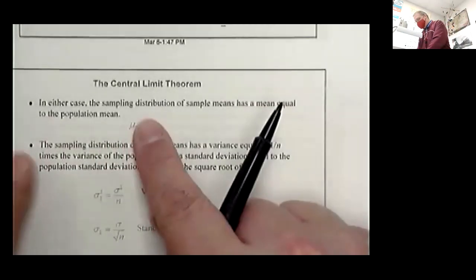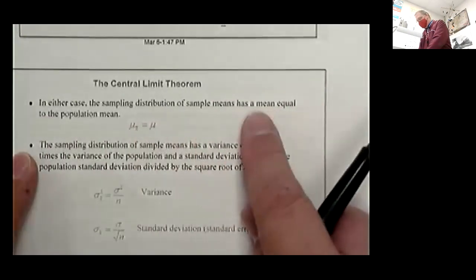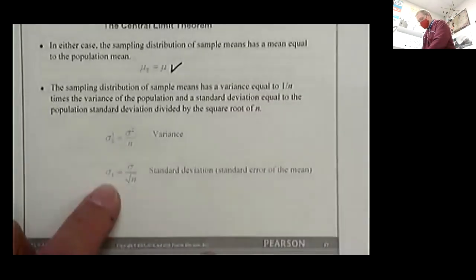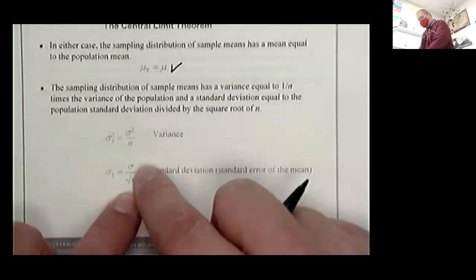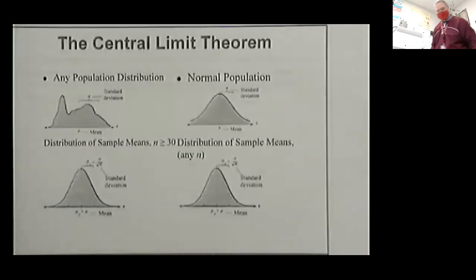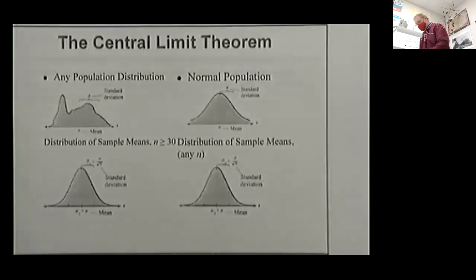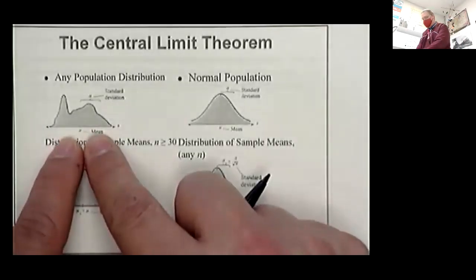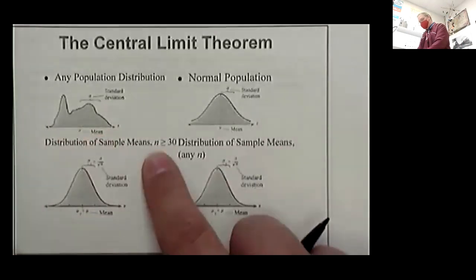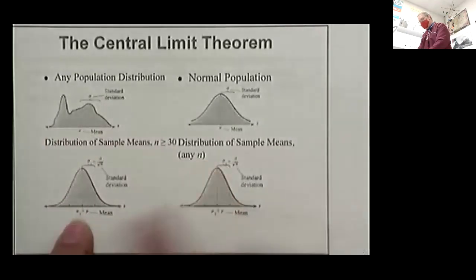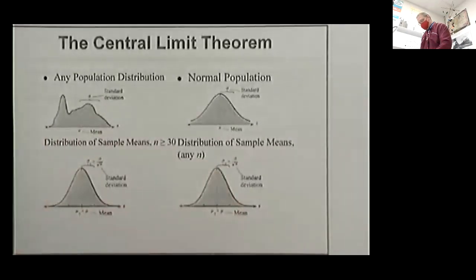In either case, the sampling distribution of the sample mean has a mean equal to the population mean. We've already verified that. And we found our sigma for our sample mean is our population standard deviation divided by square root of n. So we've already verified that. And again, this just reinforces the idea. We can take an ugly distribution, one that's not normally distributed, as long as n is greater than or equal to 30, then when we start picking samples, we're going to approximate a normal distribution.